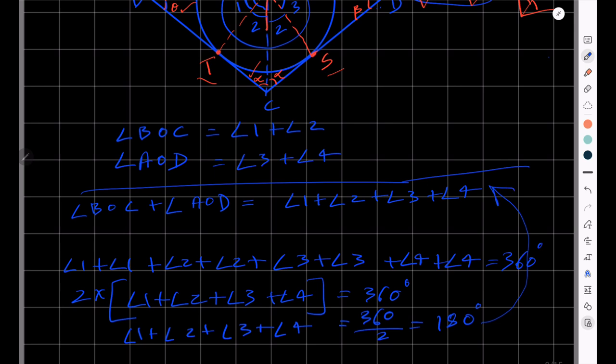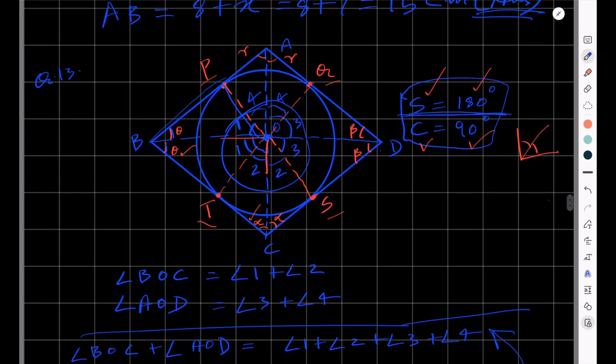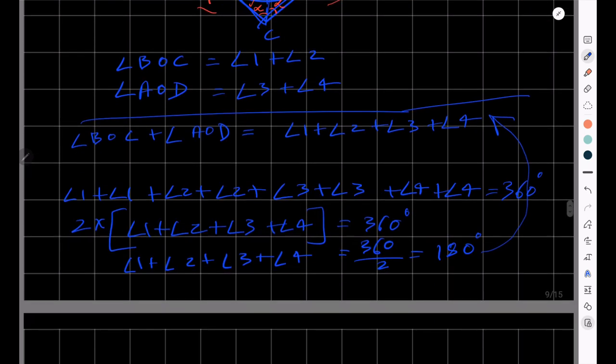So it was a very simple question, but we need to know the theorem, and we need to know that these triangles are congruent to each other. This set, then this set were congruent, this set is also congruent, and this set is also congruent. So this is how we solve this problem.